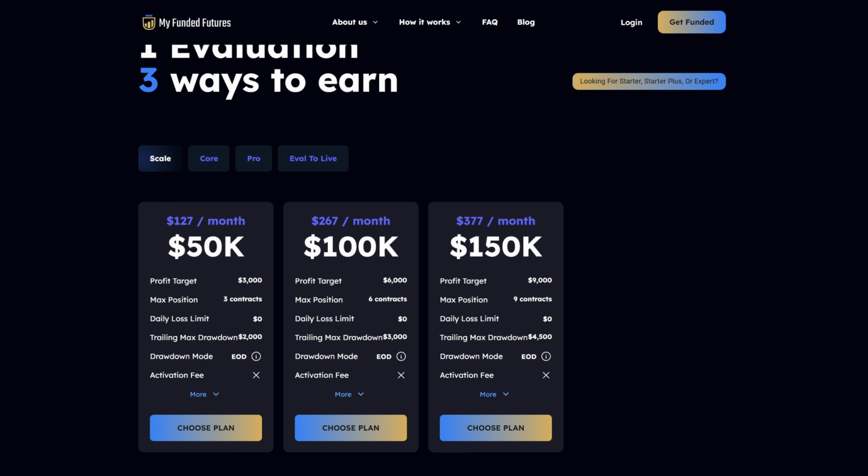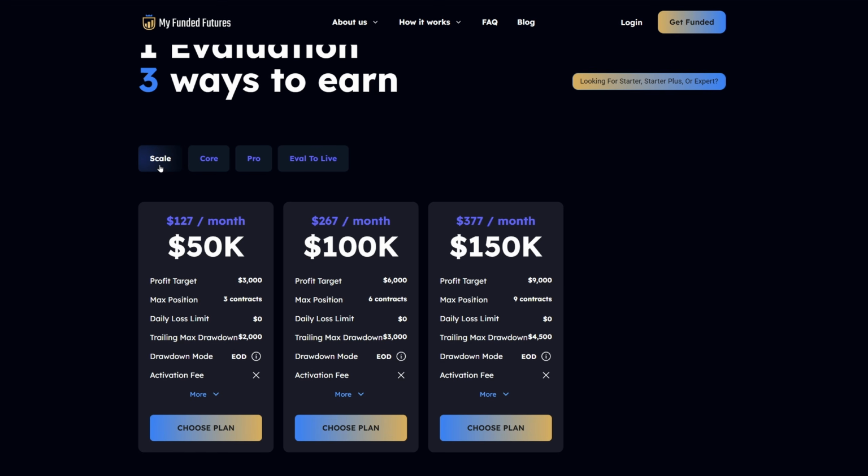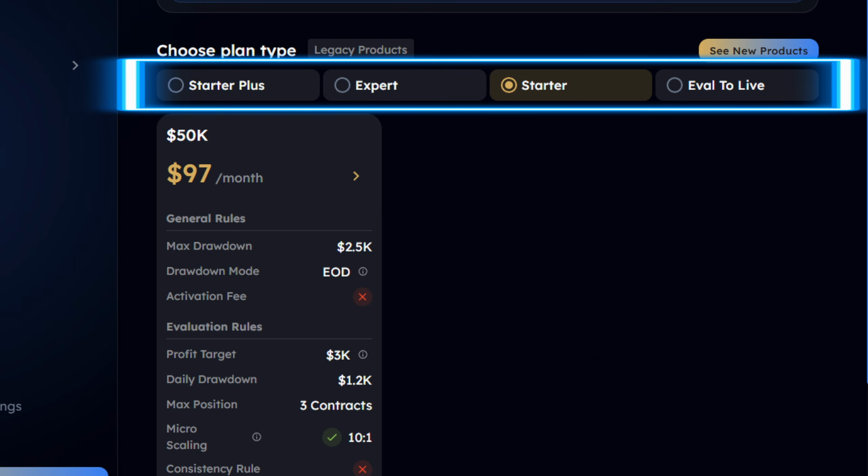This week, My Fund Futures announced major prop firm changes, and now there's 3 different new accounts. We have the core plan, we have the scale, we have the pro. We're going to talk about the differences in these 3 plans. And if you like the previous accounts, the starter, starter plus, and expert accounts, I'm also going to show you how you can still purchase those accounts.